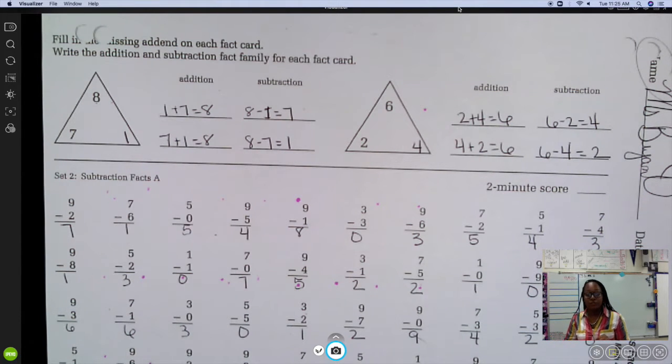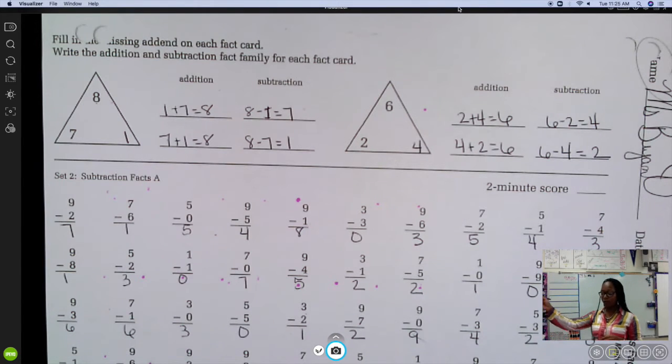If we go over to our next triangle, our number at the top is 6, and our missing number is 4. So our addition problems say 2 plus 4 equals 6, 4 plus 2 equals 6. The subtraction problem should be 6 minus 2 equals 4, and 6 minus 4 equals 2.